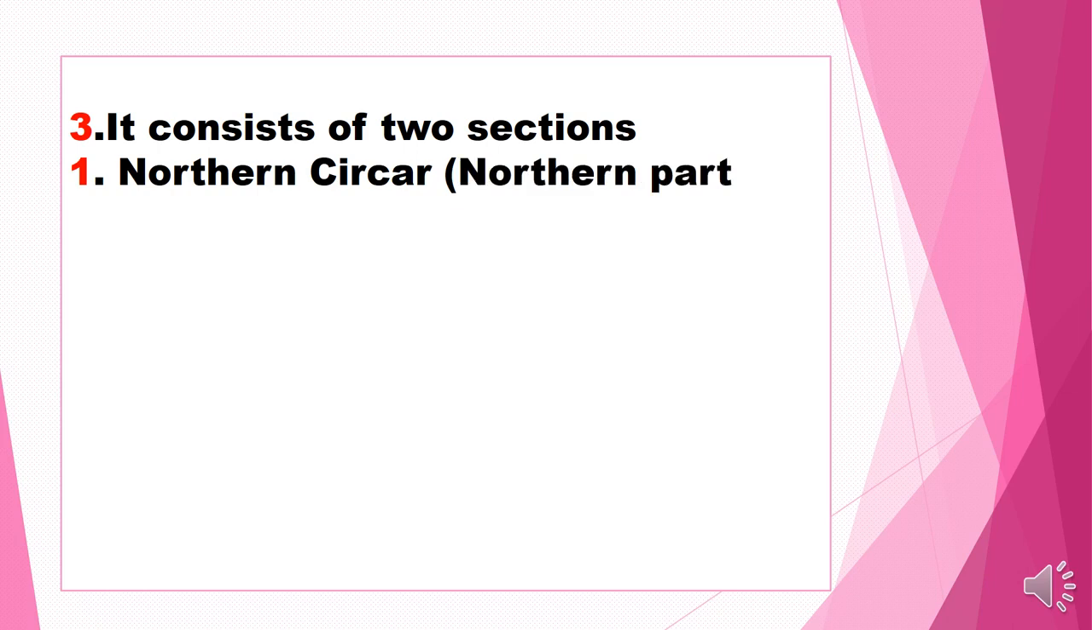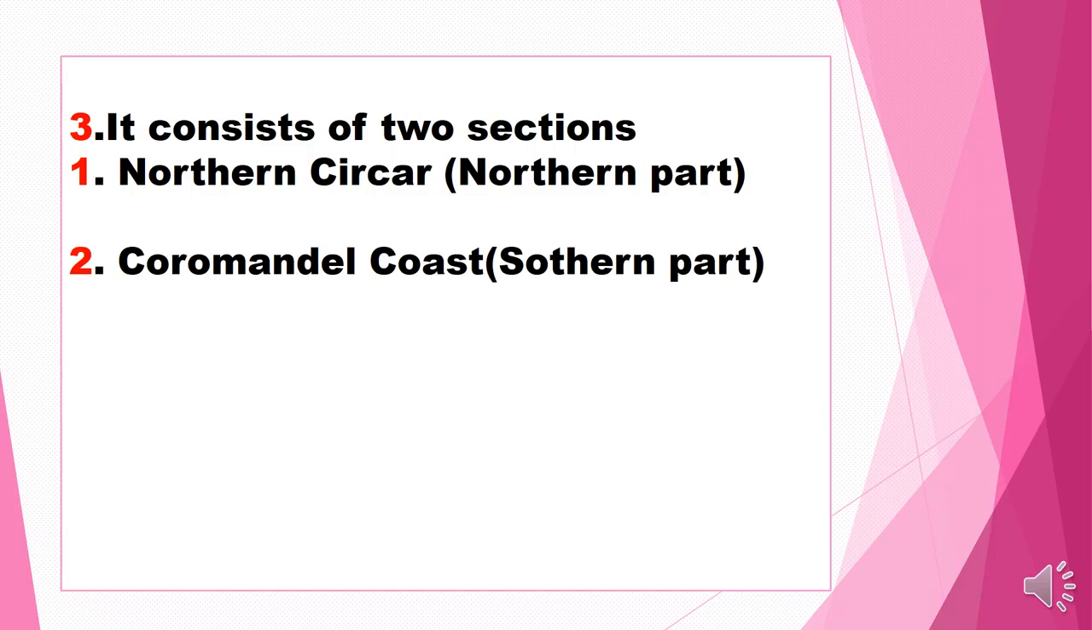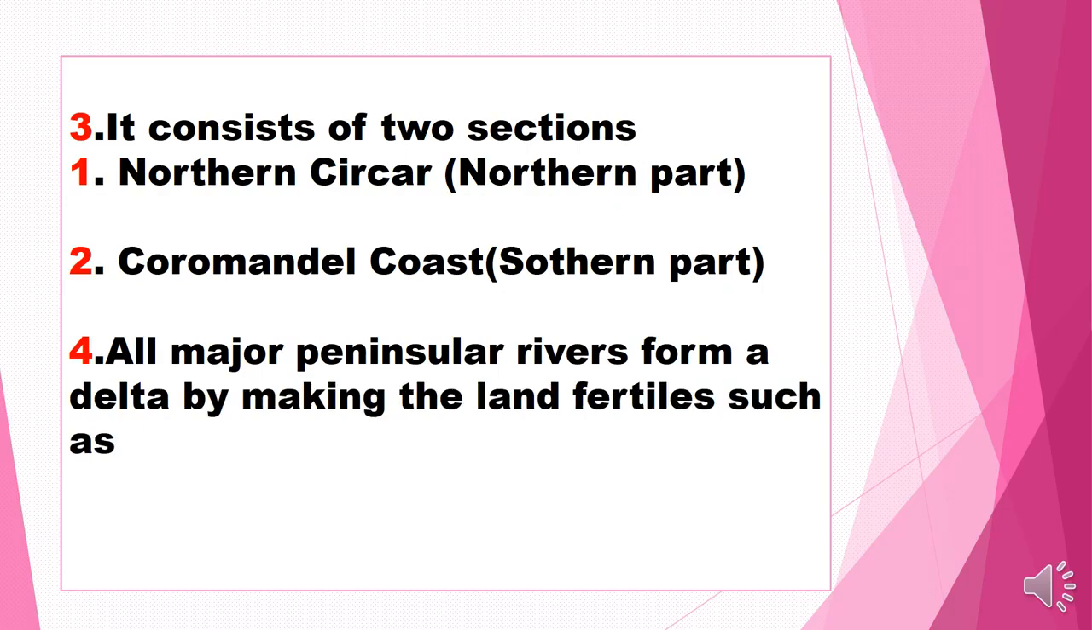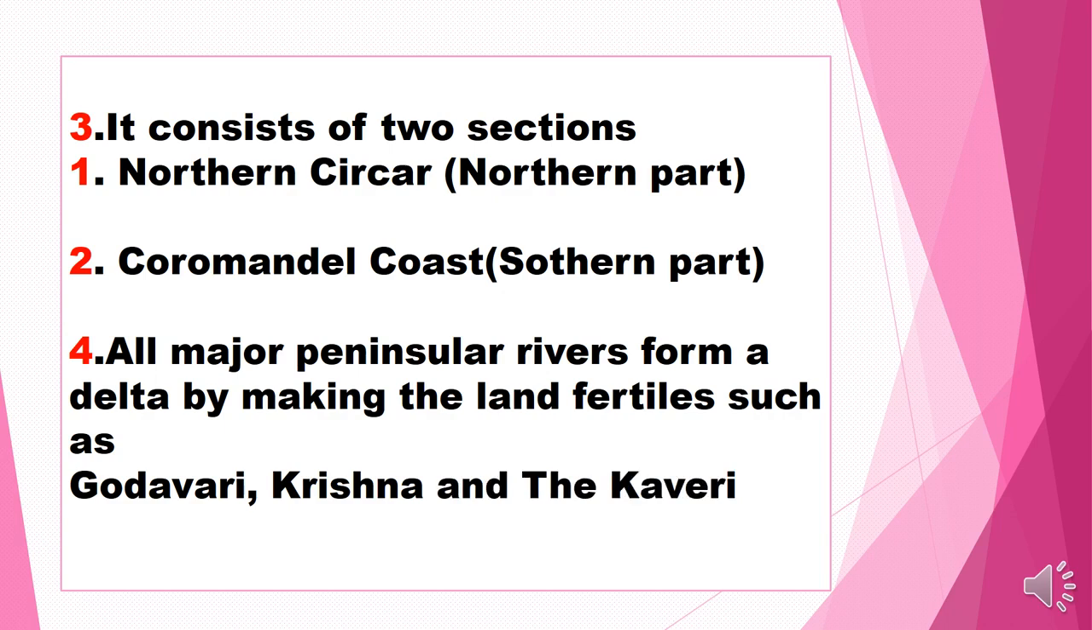The Eastern Coastal Plain consists of two sections: the northern section and the southern section. The northern section is called the Northern Circars, and the southern part is called the Coromandel Coast. All major peninsular rivers, such as Godavari, Krishna, and Kaveri, form deltas and make the land fertile. All these rivers originate in the Peninsular Plateau, flow from west to east, and drain into the Bay of Bengal. So they form a delta on the river bank, creating fertile land in the Eastern Coastal Plain.